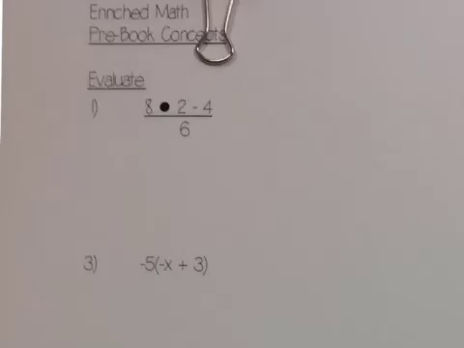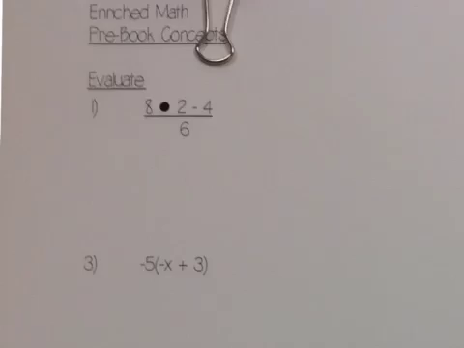Okay, we're going to start reviewing for our pre-book concepts, concepts that you should know before we start to do the book. So these are testing order of operations, distributive property, combining like terms, and that's about it. So if you have any questions, please ask.